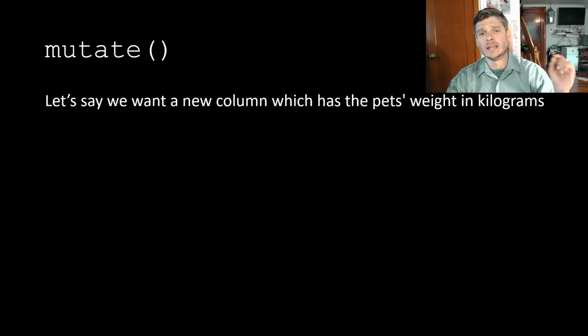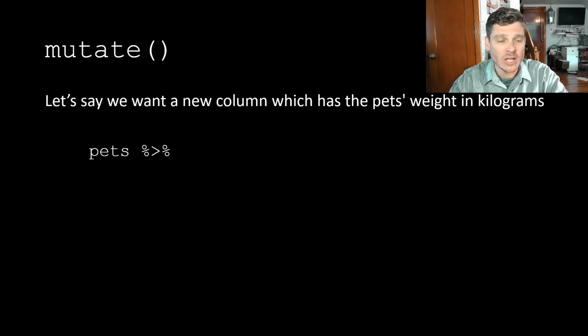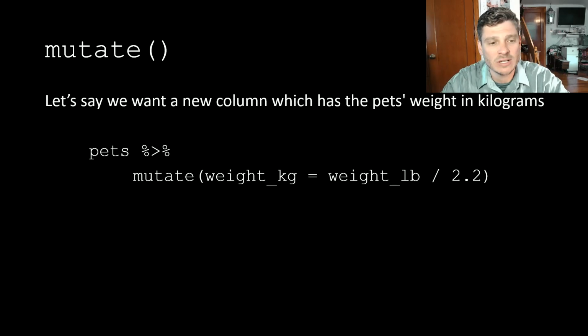So let's try an example. Let's say I want to create a new column in my data frame which has the pets' weights in kilograms. I had it in pounds, now I want it in kilograms. I'm going to take my pets data frame and pipe that into my mutate function. For my new column, I want to be descriptive, so it's going to be weight_kg equals, and my formula: the way I convert pounds to kilograms is I divide by 2.2. I'm just rounding to not many decimal places. That's the easiest way.